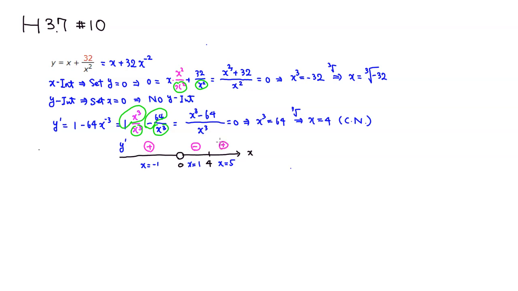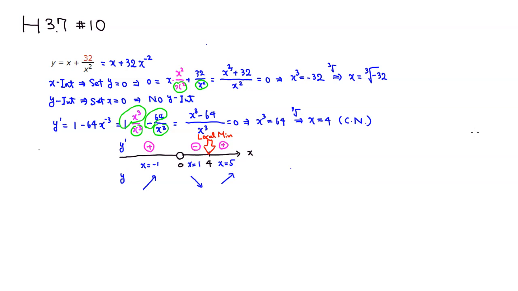to be positive. All right, so we know that the original function is increasing before 0, decreasing between 0 and 4, and increasing after 4. So we know that the critical number there is, if you look at the shape, you're looking at the bottom of the valley, so it's going to be a local minimum there.